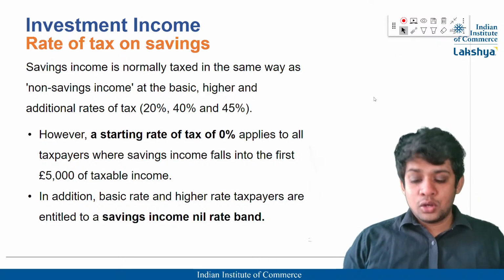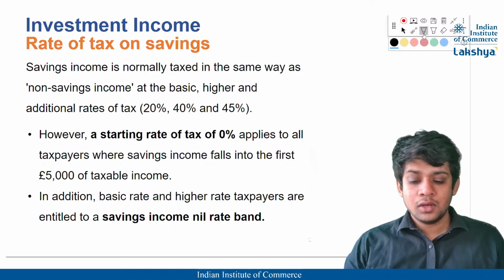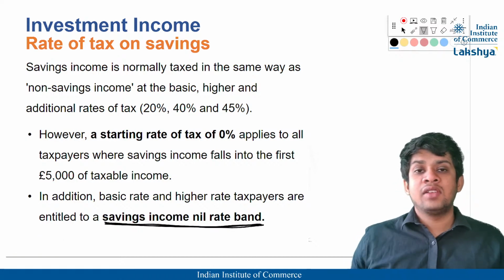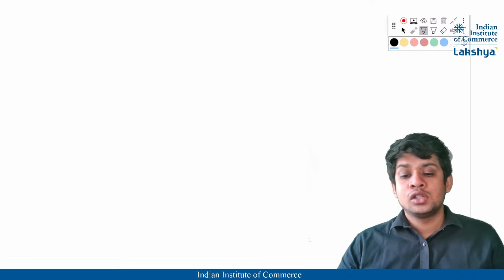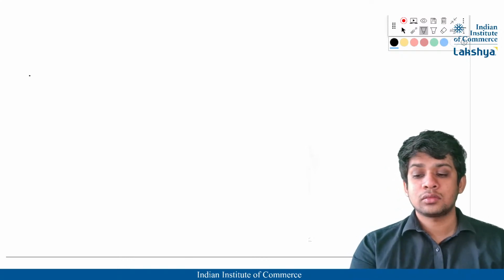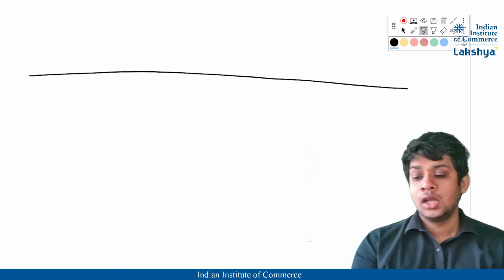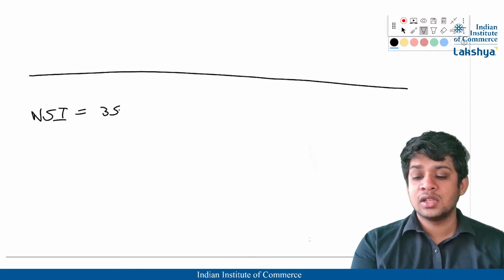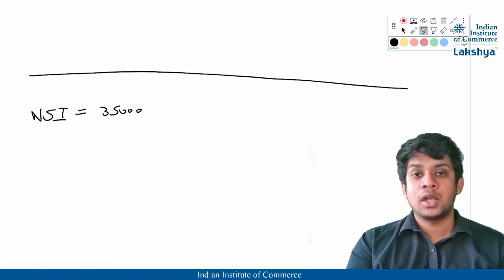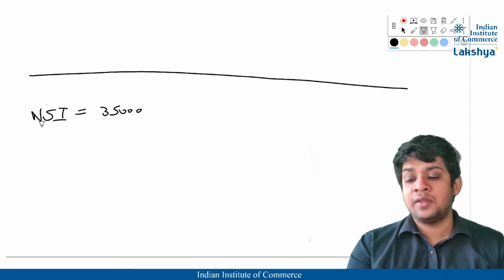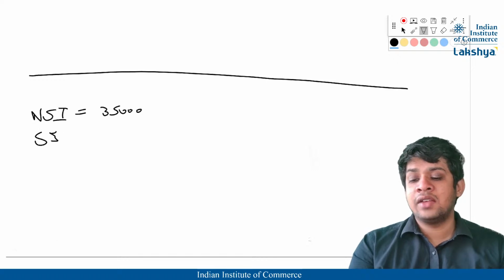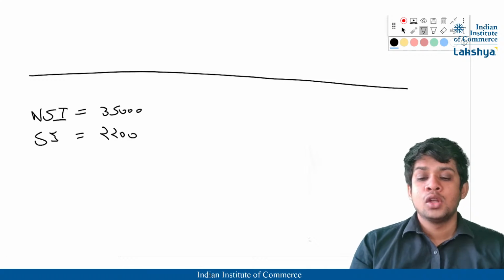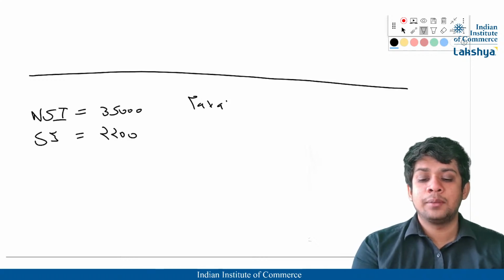Now one more thing, that is the savings income nil rate band. So what happens is, maybe say that my non-savings income is 35,000. If my non-savings income is 35,000 and my savings income is 2,200, so what is my taxable total income?